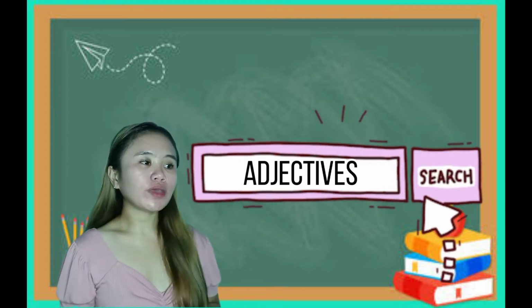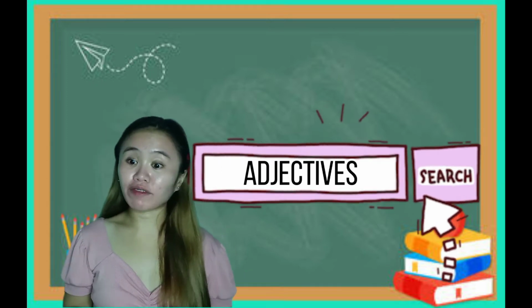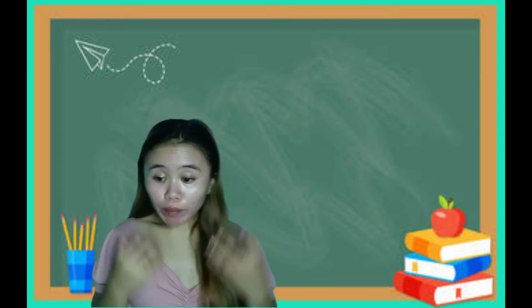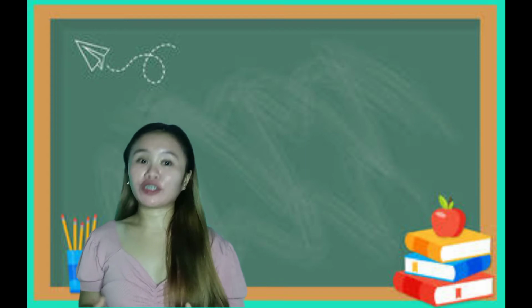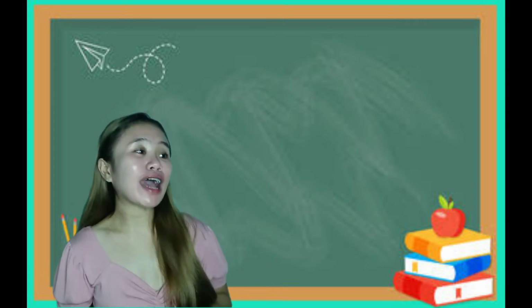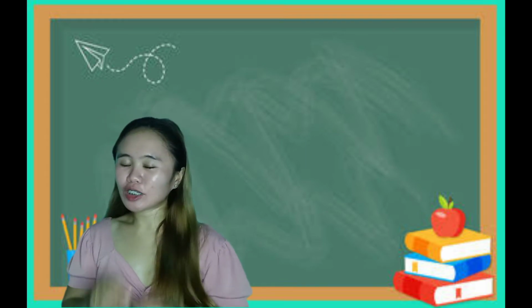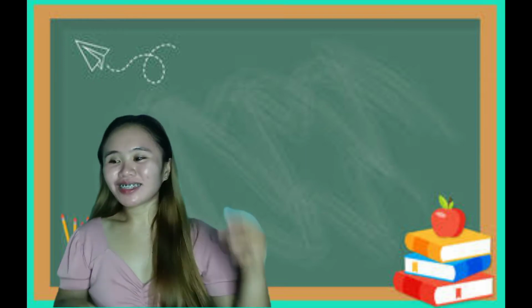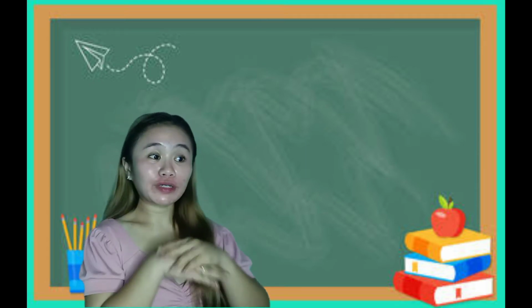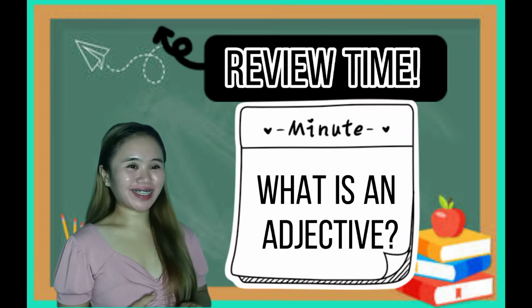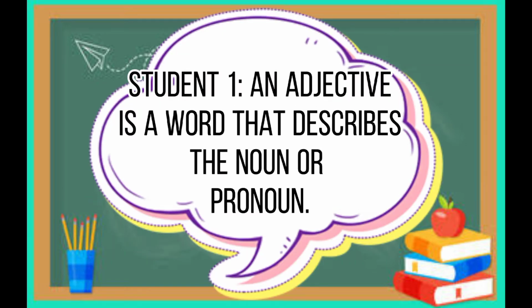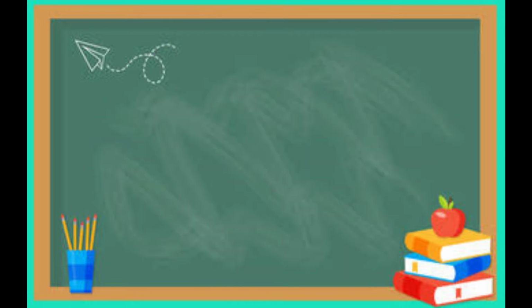I know that we already discussed adjectives in our previous classes, but I wanted to know whether it really stays in your mind or you somehow forgot about it. So we can do something about it, okay? The first question for today's recap is, what is an adjective? An adjective is a word that describes the noun or pronoun.